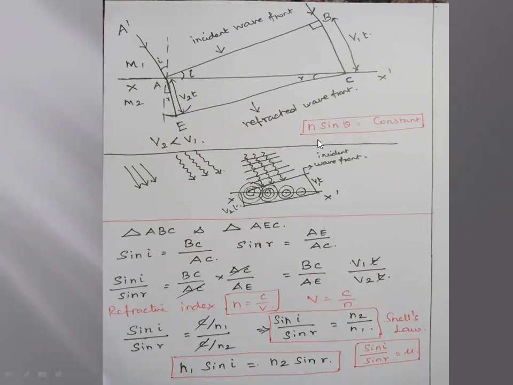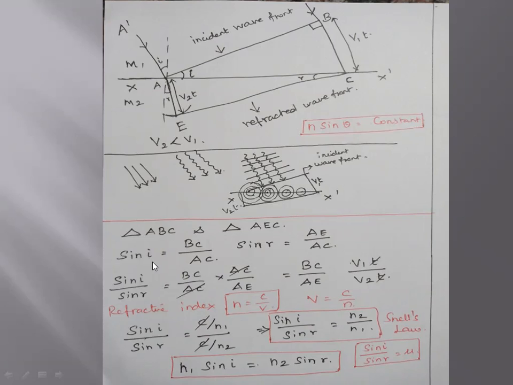So what are we going to prove? n sine theta is equal to constant. That is sine i by sine r that we are going to prove. Refractive index into sine theta is equal to constant. That is what we are going to prove here. I hope this diagram will help you to understand how the diagram has been drawn here. And let us see the mathematical derivation part of it.